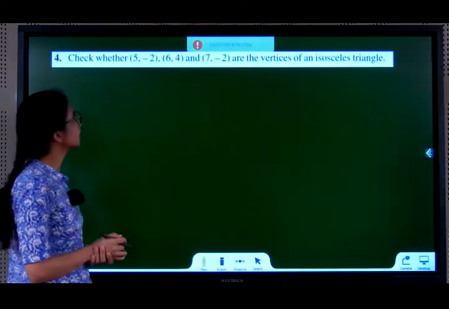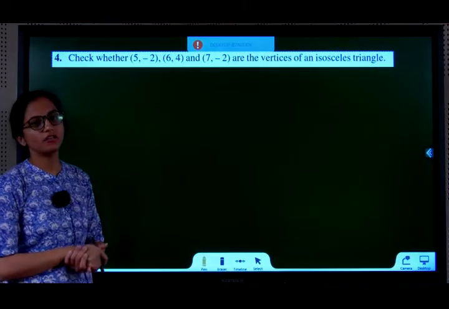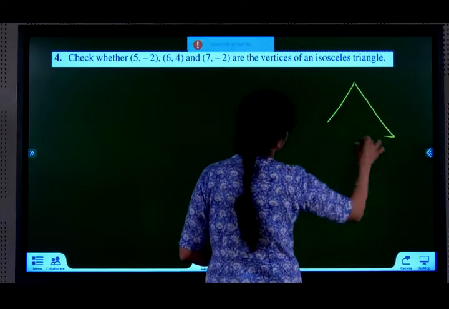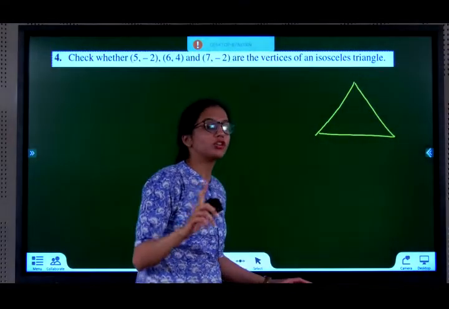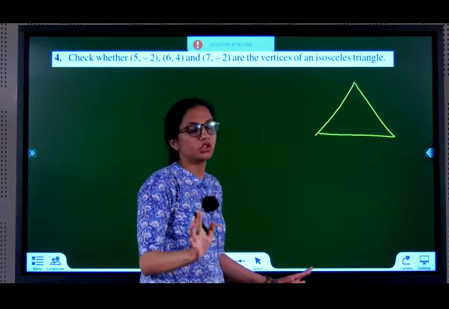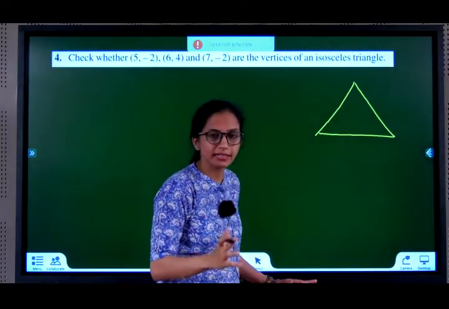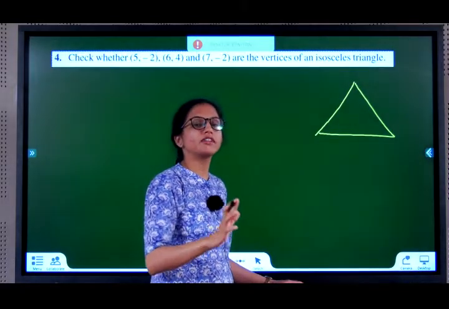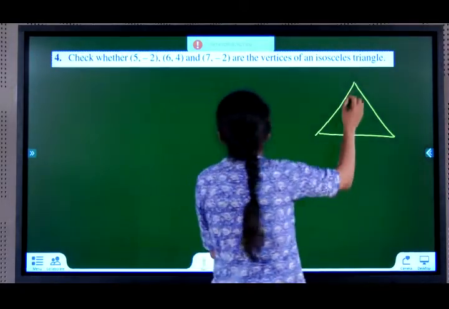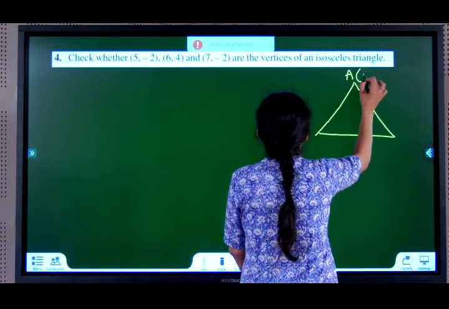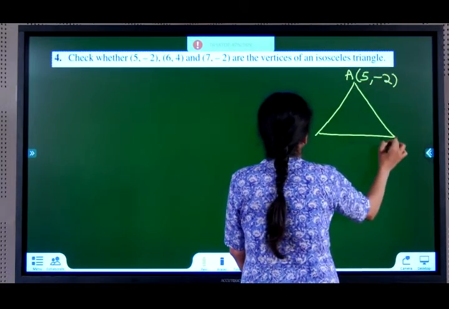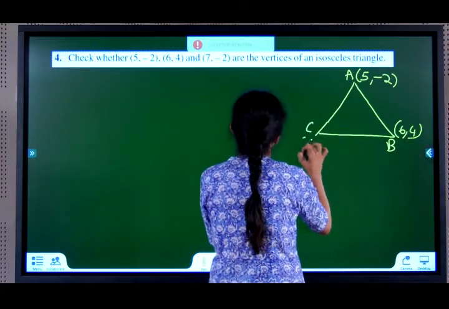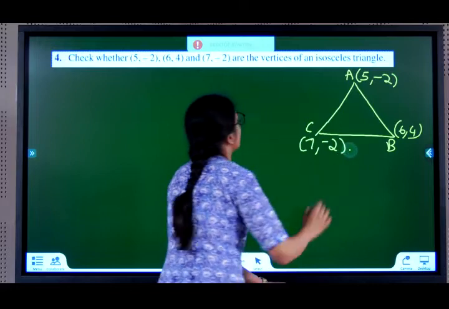Question 4. Check whether these points are the vertices of an isosceles triangle. So they are given 3 points. You have to check whether they form an isosceles triangle. See, they are not telling you to check whether it forms a triangle, so you don't have to check whether the sum of two sides is greater than the third side. You have to just check if it's an isosceles triangle. That means check if any two sides are equal. So, A (5, -2), B (6, 4), C (7, -2).